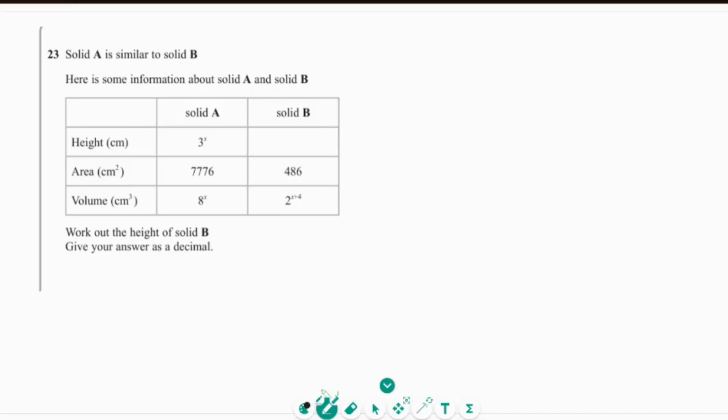We have information about the area of solid A and the area of solid B. So to find out the scale factor, let's do 7,776 divided by 486, which is 16. Okay, that's the scale factor for area. So we need to square root it if we wanted the scale factor for length. I'm just going to put the scale factors over here. Square root of 16 is 4.